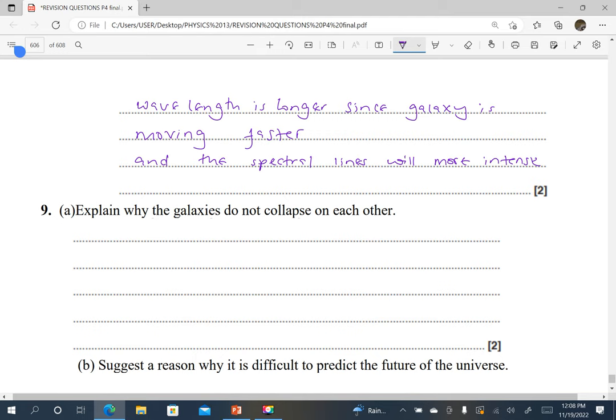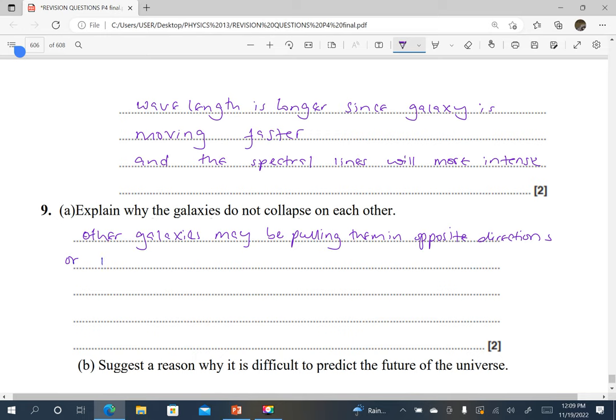Therefore, we have several ways of looking at why galaxies do not collapse on each other. One, somebody could look at it as other galaxies pulling them in opposite directions. So there is no chance of collapsing.